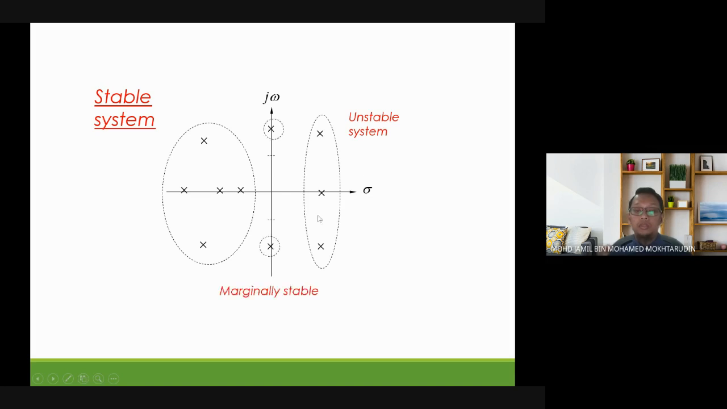And the third one is when you have poles located on the jω axis, or j omega axis here, then the system is marginally stable. Okay, so please remember the location of poles and what the system stability is, because we will use this concept later on in subsequent lectures.